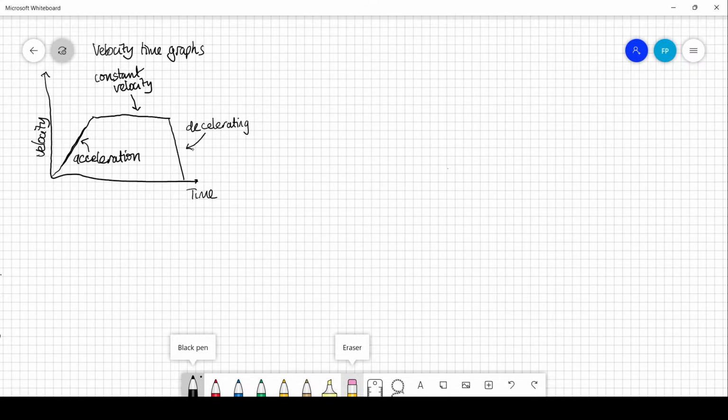You might have learnt this in maths as well. Another thing to know is that the area under this graph, which I'm highlighting now, is equal to the distance covered.